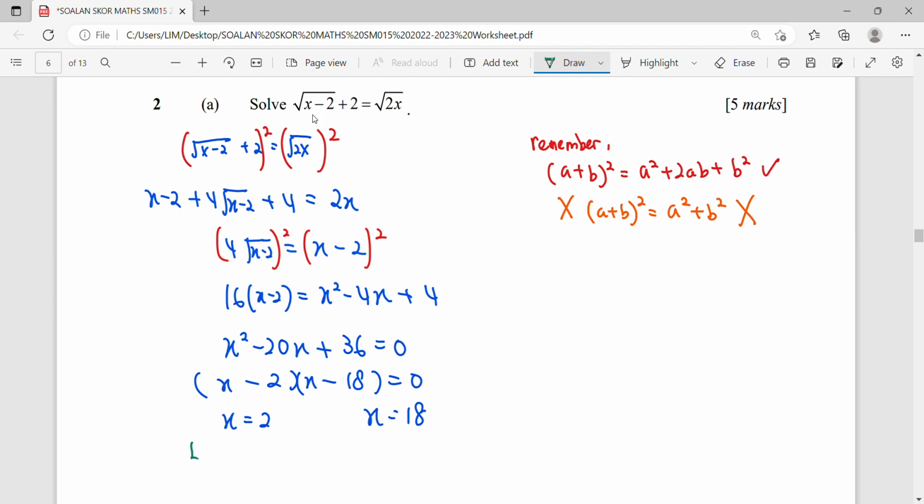So left hand side, you substitute the value of 2 inside the original equation here. So it is equal to 2. Right hand side, you substitute here, square root of 4, which is 2. Yes, this answer is accepted. So same procedure, go for x equals to 18.